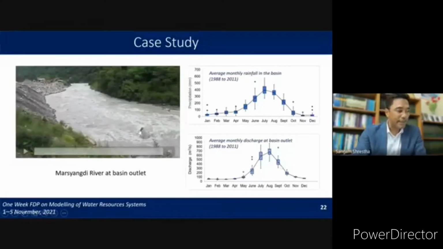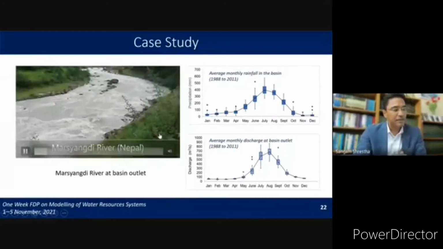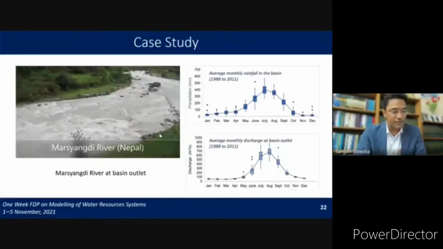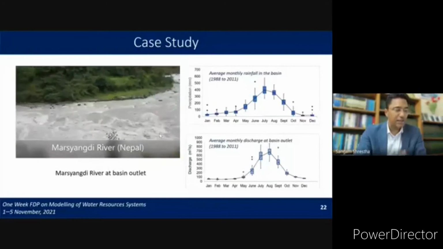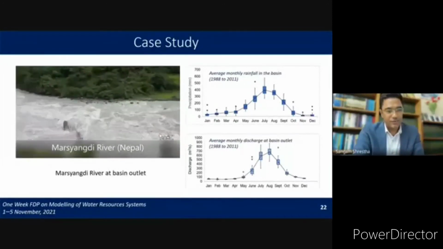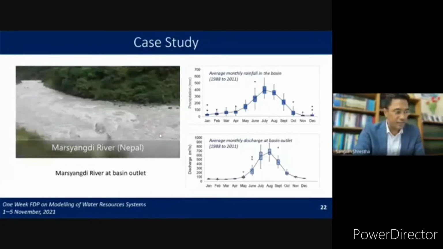So in this video, I imagine that this discharge is during the monsoon season. I can see quite a big amount of flow. So it must be maybe during the month of July or August.